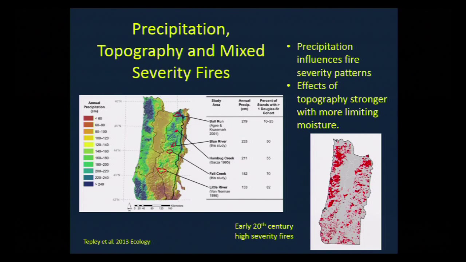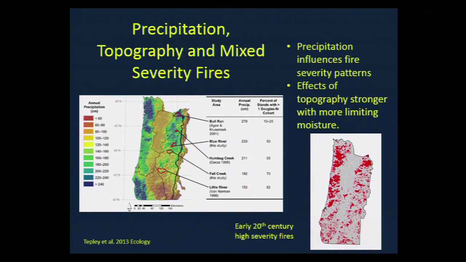And what they found was in the wet forest types, the Bull Run and the north part of the Oregon Cascades, a fairly small percentage, less than a quarter of the stands, had two or more cohorts of Douglas fir within a stand. And compare that as you head further south in the drier types that we see at Little River on the Umpqua. Basically 80% or more of the stands had at least two Douglas fir cohorts within them. So precipitation definitely plays a role.